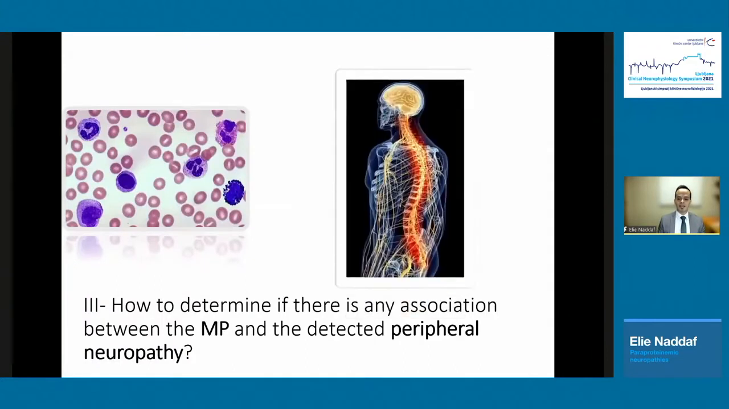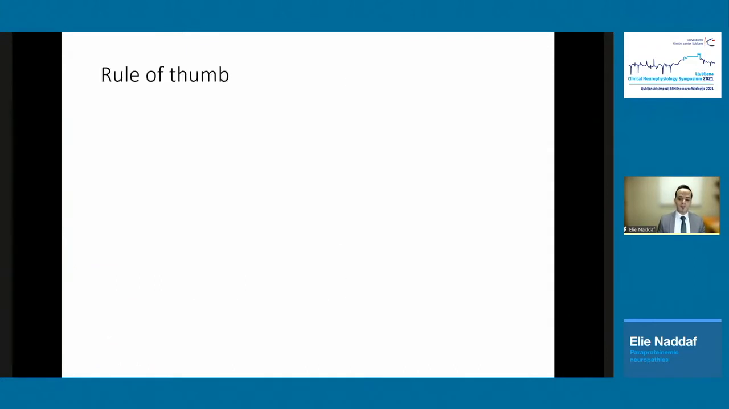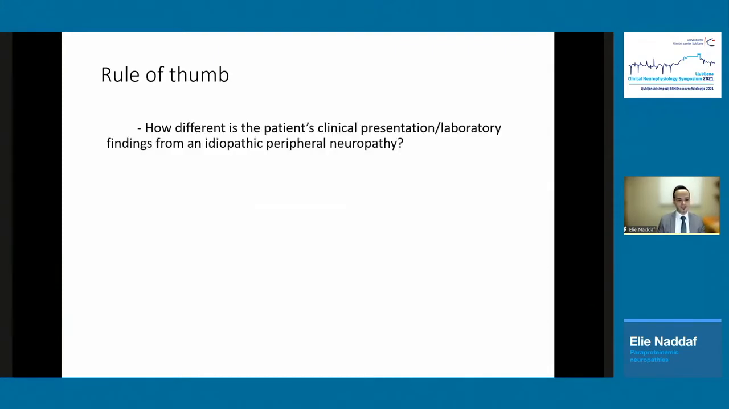So how can you tell that? A rule of thumb that will almost never fail you, and a question that I ask myself every time I see such patients, is the following. How different is the patient's clinical presentation or laboratory finding from an idiopathic peripheral neuropathy? If it sounds like an idiopathic neuropathy, looks like an idiopathic neuropathy, on EMG has no red flags, then it's most likely just an idiopathic neuropathy or neuropathy of alternative cause, and the monoclonal protein is coincidental.